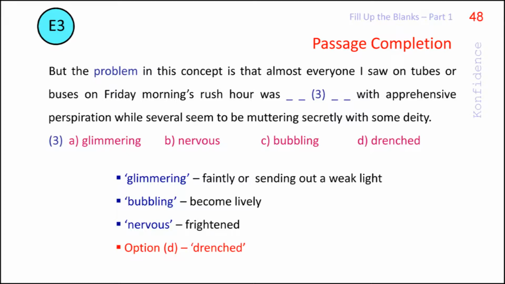Thus, we reach the right answer, option D, drenched. If we know the meaning of the word perspiration in the sentence, it will lead us to the answer. How? Well, when we perspire, we sweat, and when we sweat, we are wet. And the word drench means wet. Perspiration can definitely drench us.